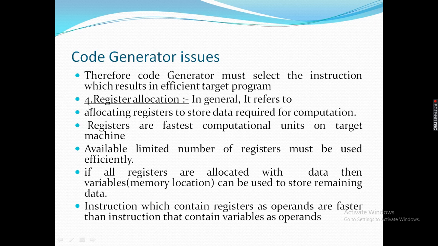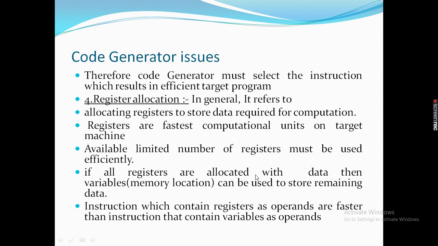So issue number 4, the fourth issue, is register allocation. In general, register allocation refers to allocating registers to store the data required for computation. Registers are the fastest computational units on the target machine. The available limited number of registers must be used efficiently.